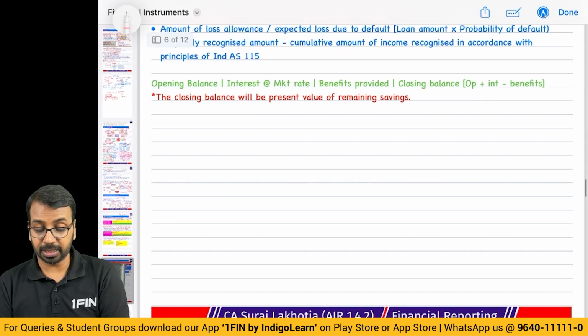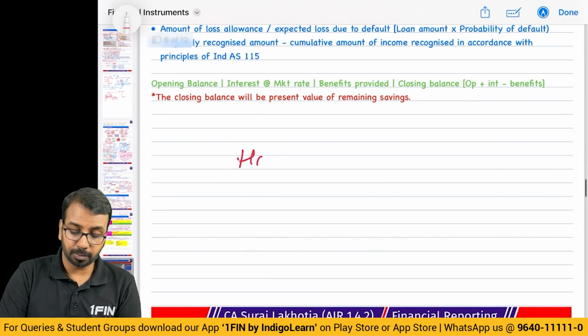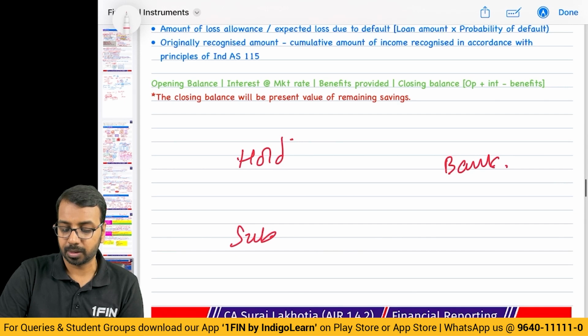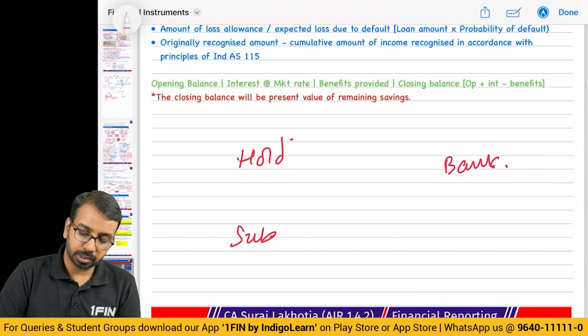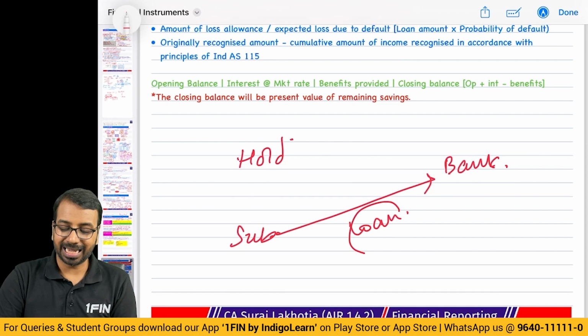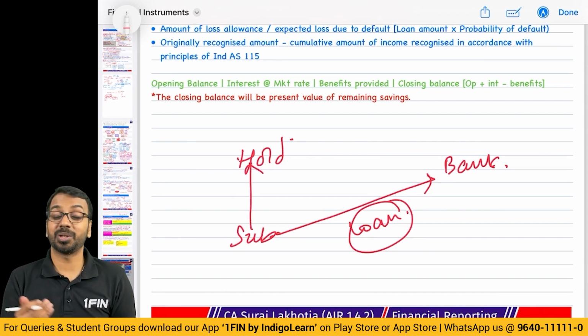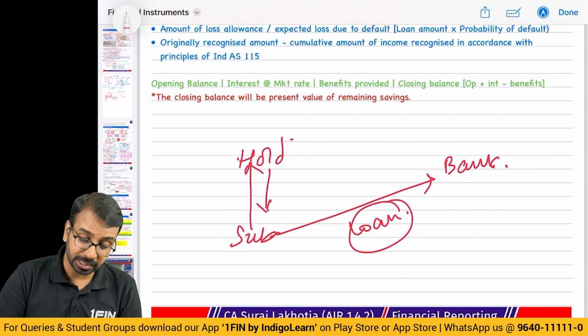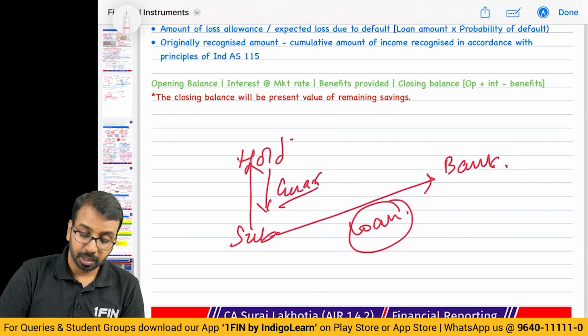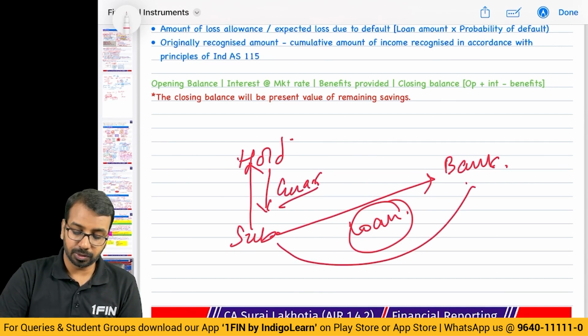Now, what is this financial guarantee? Let us say you have a holding company and you have a subsidiary company and there is a bank. Now, subsidiary company wants to take a loan from the bank. Bank says, no, boss, you are not making profit. I need guarantee. Subsidiary reaches to holding company and says, I need guarantee. The bank is not giving me loan. Now, holding company has given a guarantee. Because holding company has given guarantee, bank has given the loan.